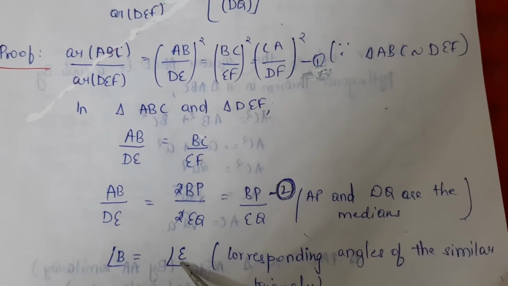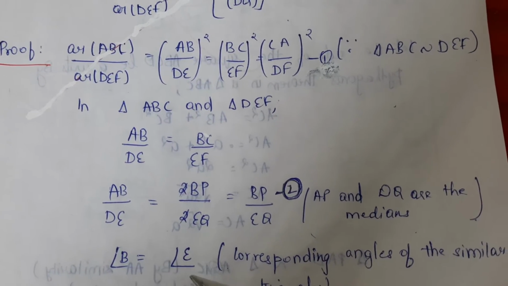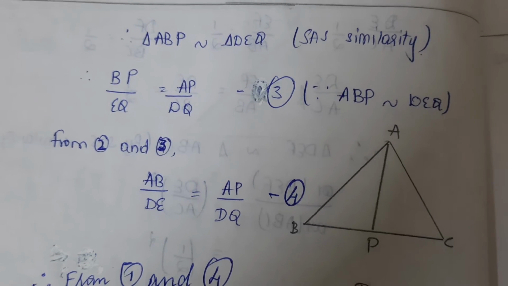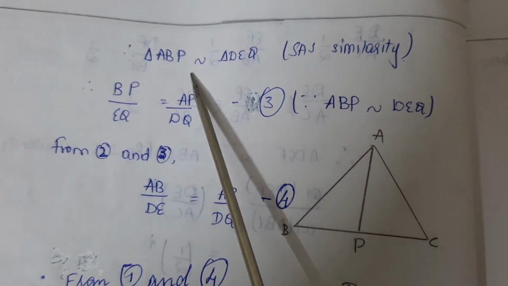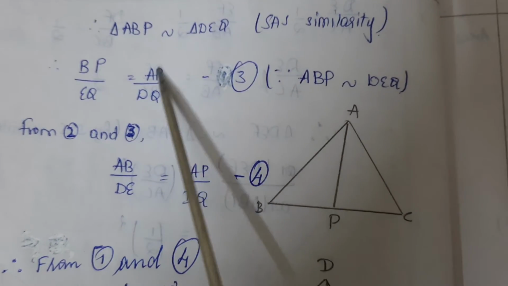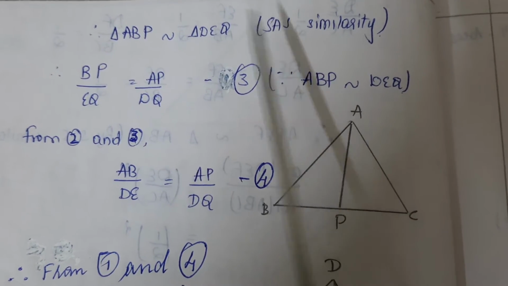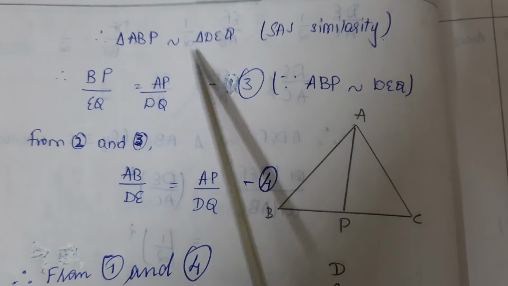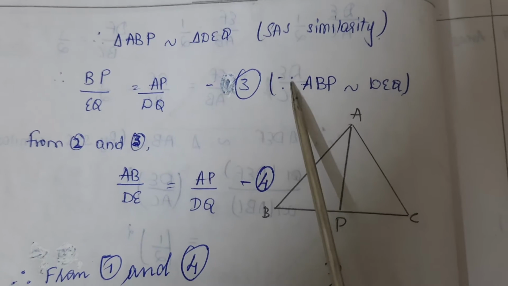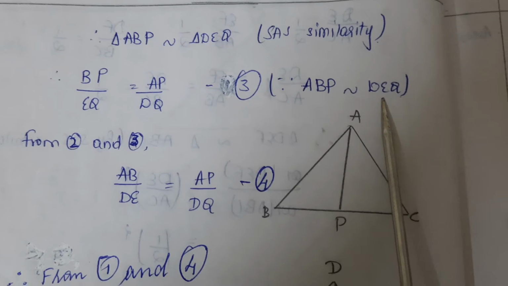According to this, the corresponding angles of the similar triangles will be equal. That is, angle B will be equal to angle E. So now, triangle APB will be similar to triangle DEQ by SAS similarity. So, two sides and one included angle, so we get SAS similarity. According to this SAS similarity, these two triangles are similar. Now, we know that BP by EQ is equal to AP by DQ. Take this as the third equation, since ABP is similar to DEQ.